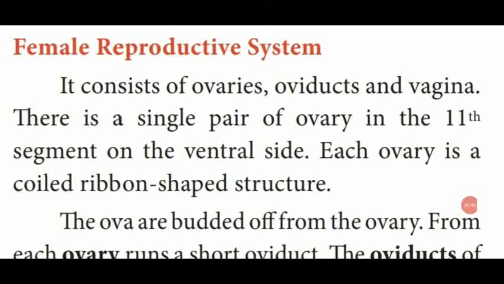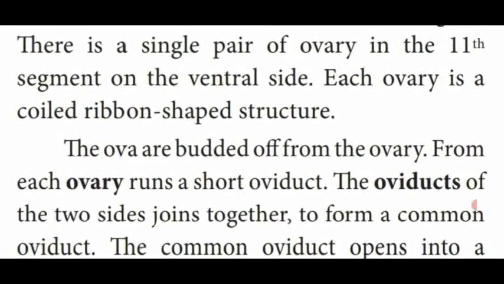Dear students, this is the female reproductive system of leech. It consists of three parts: a pair of ovaries, oviducts, and vagina. A single pair of ovaries is present in the 11th segment of the body and lies on the ventral side of the body surface. The shape of the ovary is a coiled ribbon shape. From this ovary only, the egg or ova is budded off.